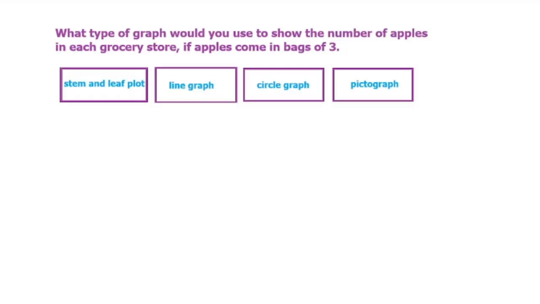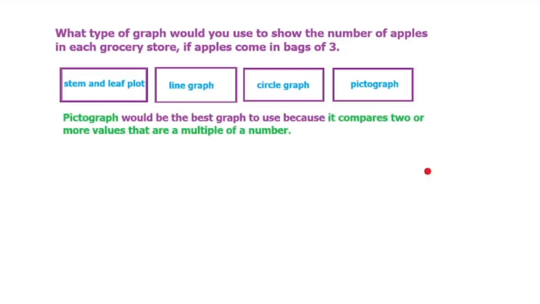But let me go through this one. For this particular problem, a pictograph would be the best graph to use because it compares two or more values that are a multiple of a number. So we have two or more grocery stores, and the apples come in bags of 3, right? So these are going to be the multiple of a number.